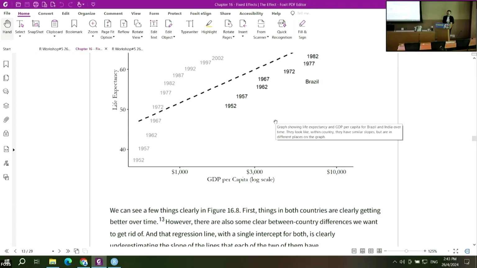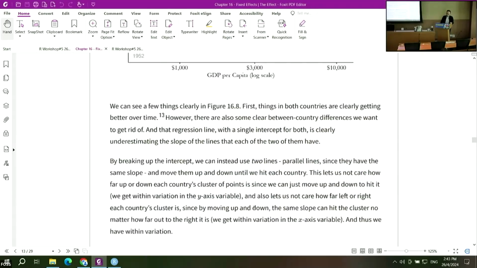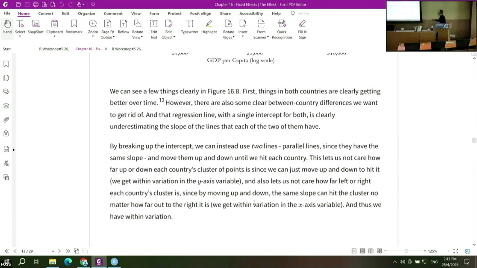And that regression line with a single intercept for both is clearly underestimating the slope of the line that each one of the countries has. So if we break this intercept, we instead use two separate lines, okay? Parallel lines, since they have the same slope, and we move them up and down until we hit each country. This lets us not care how far up or down each country's cluster of points is, since we can just move them down to hit it, okay?